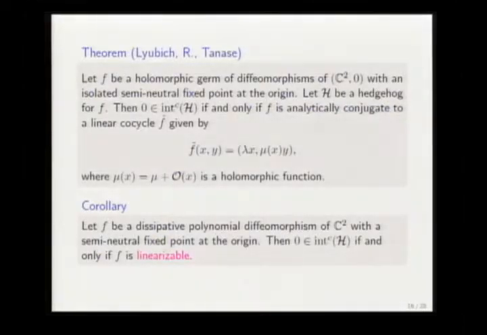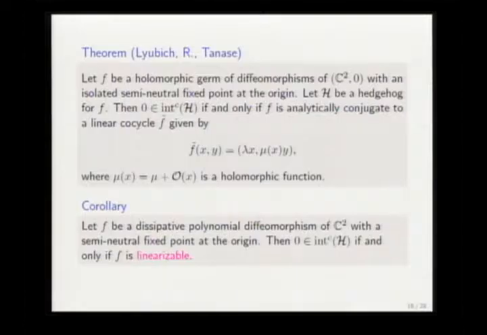A bit more about the linearizability of such transformations. If you have a holomorphic germ of diffeomorphism of C2 with a semi-neutral fixed point, then 0 belongs to the interior of the hedgehog relative to the center manifold if and only if the germ f is analytically conjugate to a linear cocycle f tilde, which is lambda x and mu of x times y, and mu is of that form. Mu is the dissipative eigenvalue. So mu of x is mu plus higher order terms.